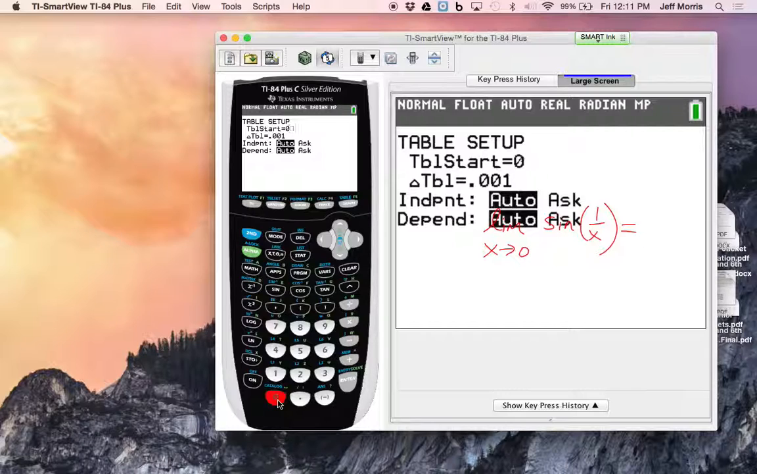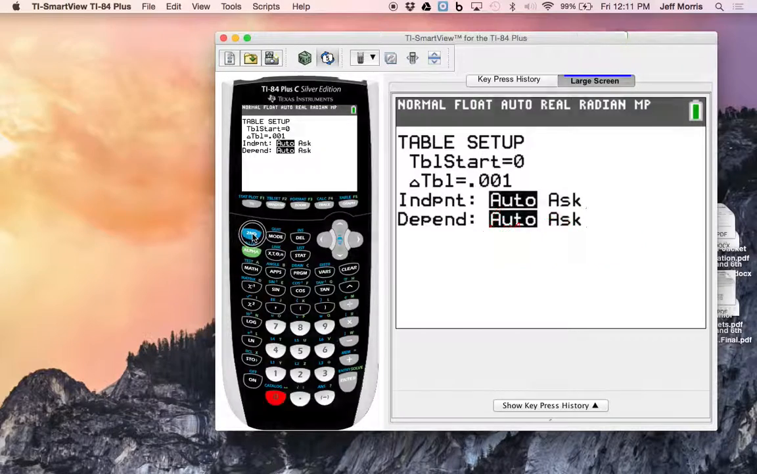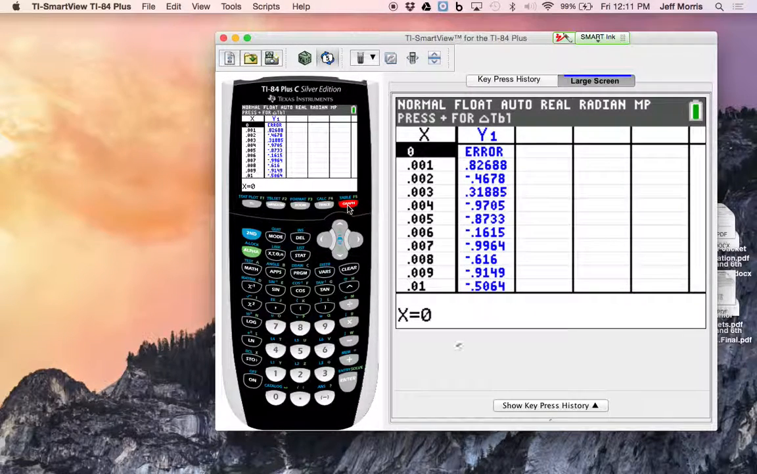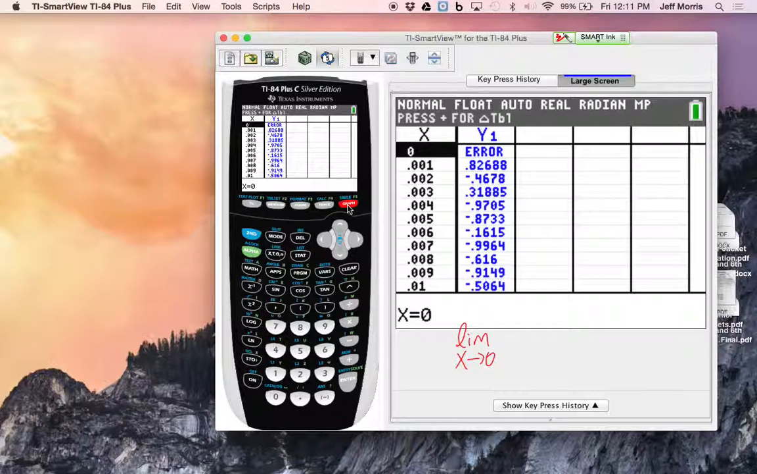So you go 0 for the limit value, or table start at 0, and then delta table 0.001. Then you go to the table. And what I want you to see is the huge ambiguity that you're going to see on this problem. So if we're wanting to figure out the limit as x approaches 0 of sine of 1 over x, some of you are going to look at the table and be like, I don't know what it is.